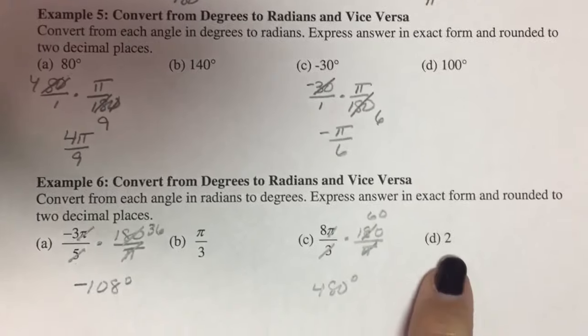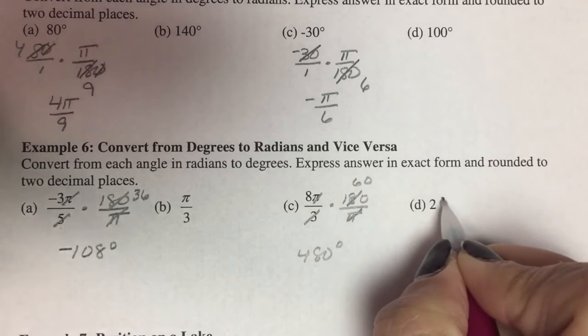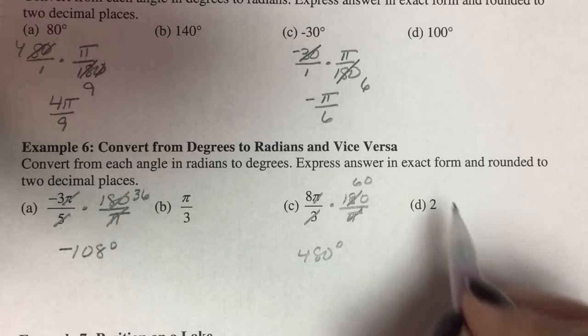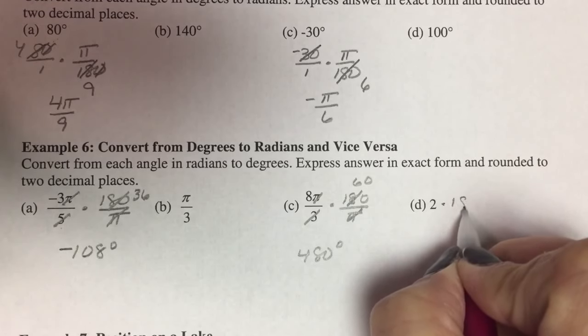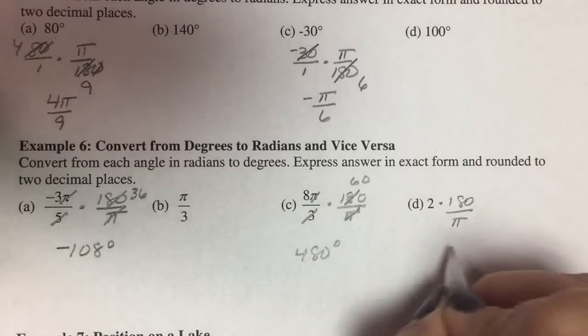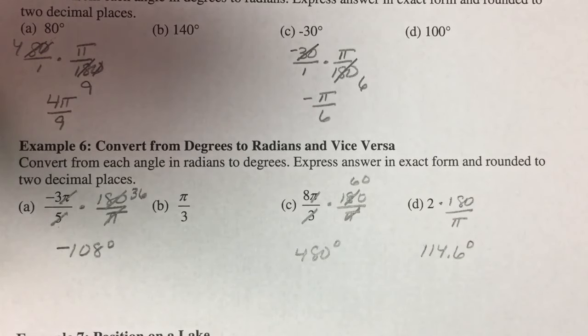Now, don't let this one confuse you. Just because there isn't a pi in it doesn't mean that it's not radian measure. Notice there's no degree symbol. There would have to be a degree symbol if it was in degree measure. Okay, so you would simply multiply this by, again, 180 divided by pi, just like you did all of the other ones, and this is 114.6 degrees if you multiply that out.